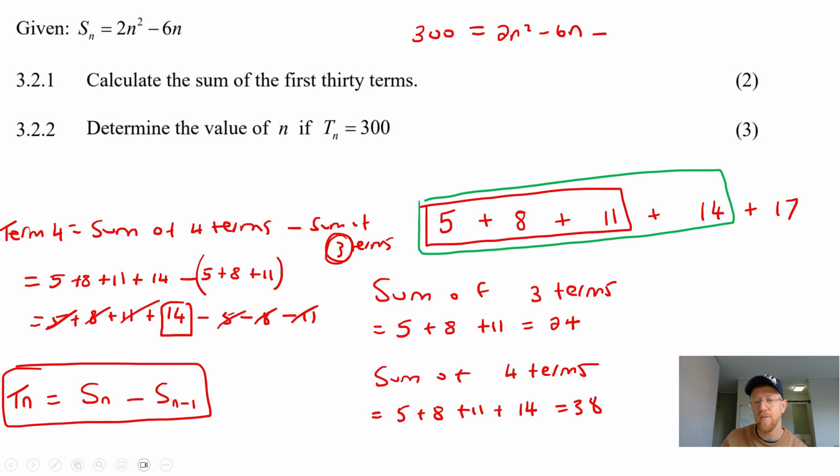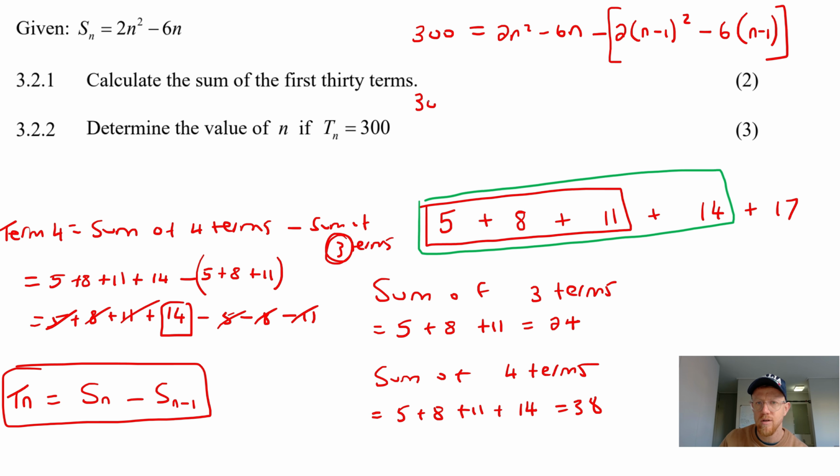So S of n minus 1 is just going to be this equation, but all of the n's are going to be n minus 1's. So it's going to be like that. And then remember, we must put this in a bracket. And then this will be in bracket n minus 1, like that. Okay, and now we go and solve.